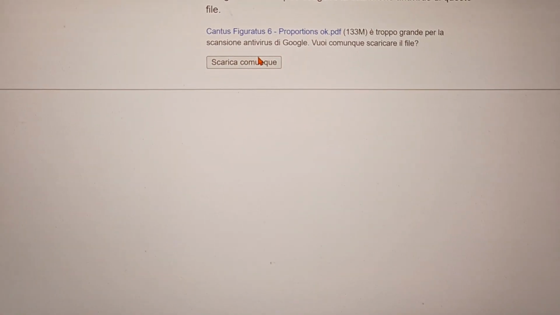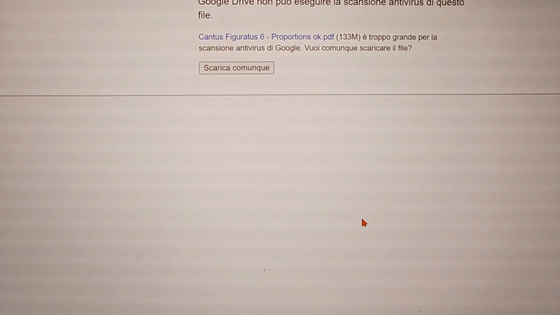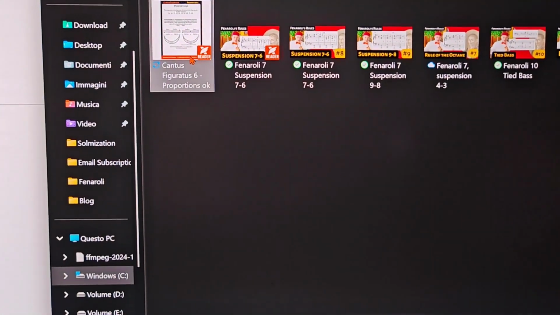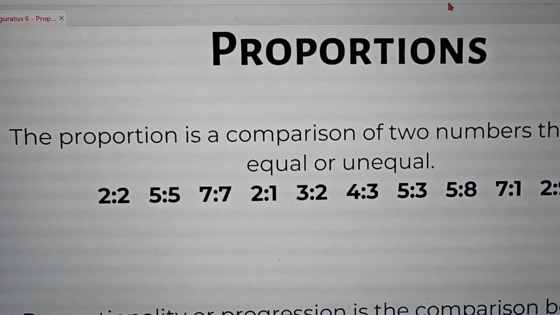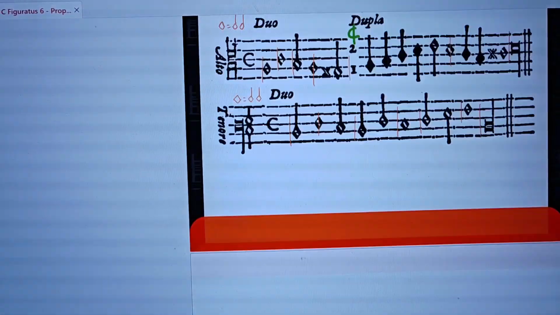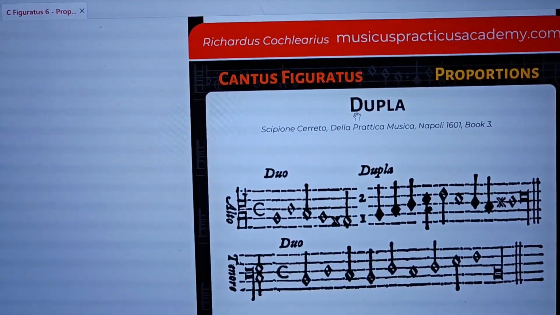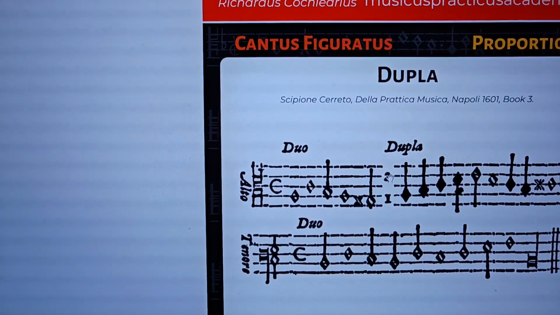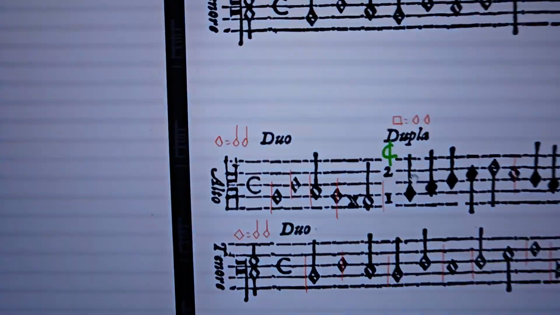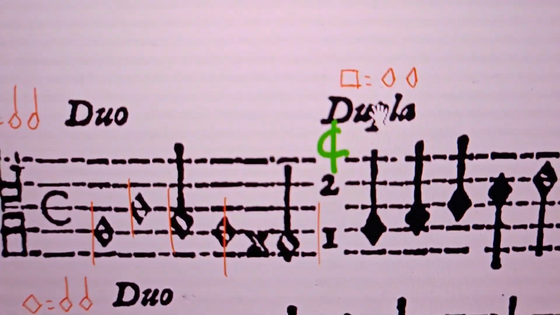We are here in the PDFs of chapter 6, and the cat time is nothing more than the so-called proportio dupla. So when we put in the tactus a figure which is double. So let's go to the example. Here we have all the proportions, and we have the dupla. The proportio dupla can be written with number 2 against 1, which means that now we put in the tactus the double of the figure, or with the cat time, as I wrote in this point.